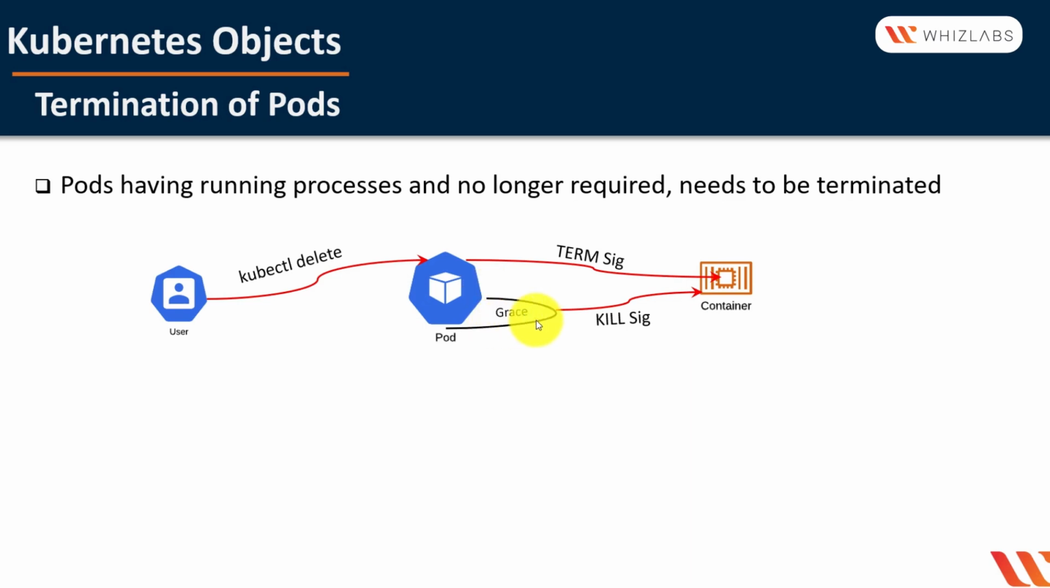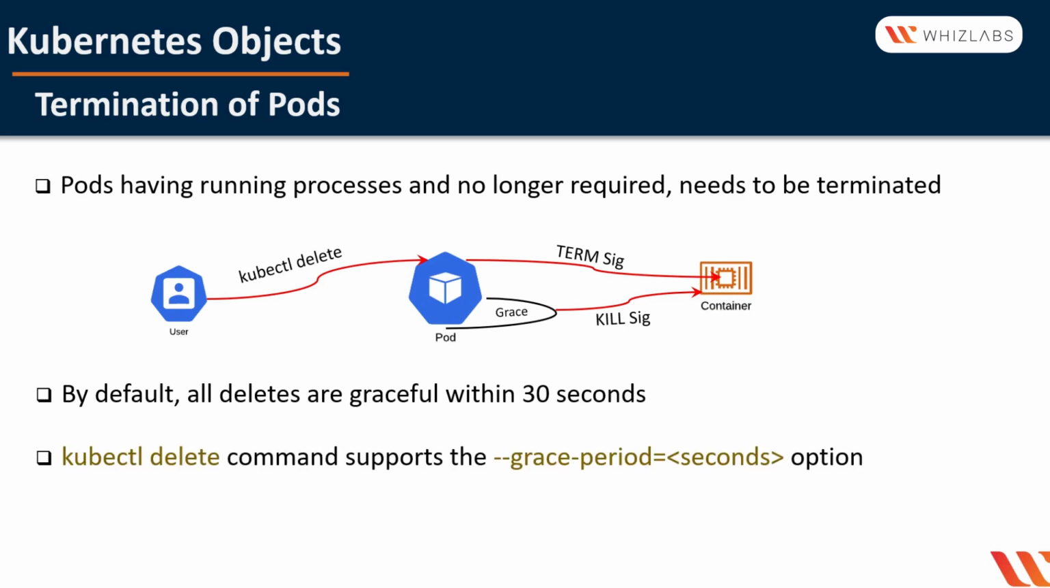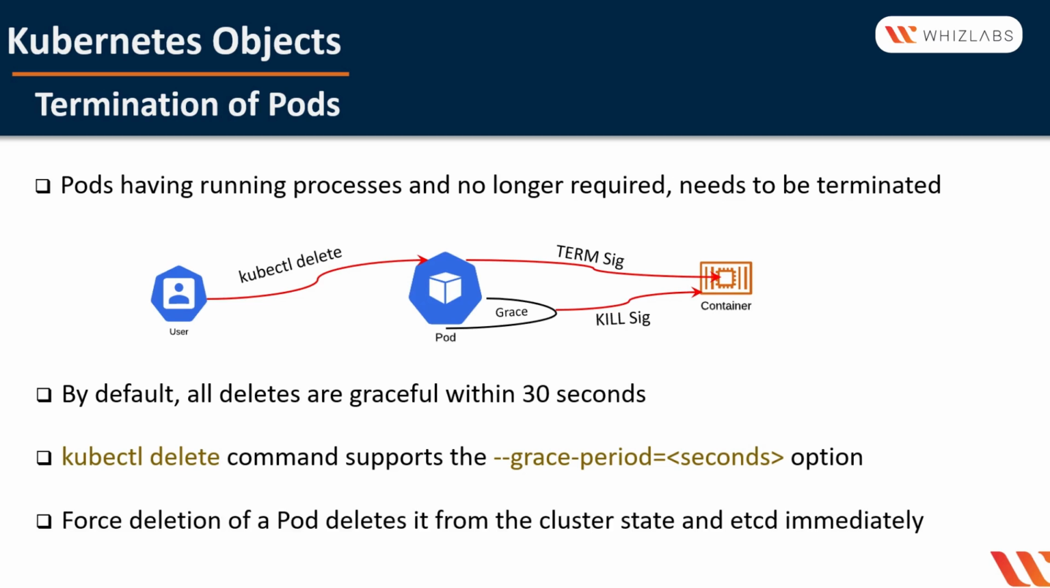Once the grace period has expired, the kill signal is sent to those processes and the pod is then deleted from the API server. By default, all deletes are graceful within 30 seconds. The kubectl delete command, which is used for deleting the pods, supports the grace-period equal to seconds option, which allows a user to override the default and specify their own value. The value of grace period as 0 force deletes the pod.